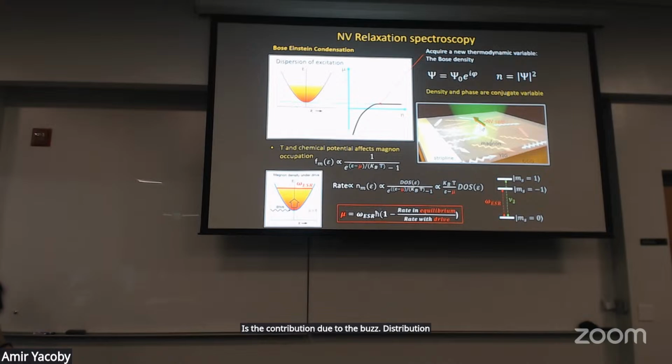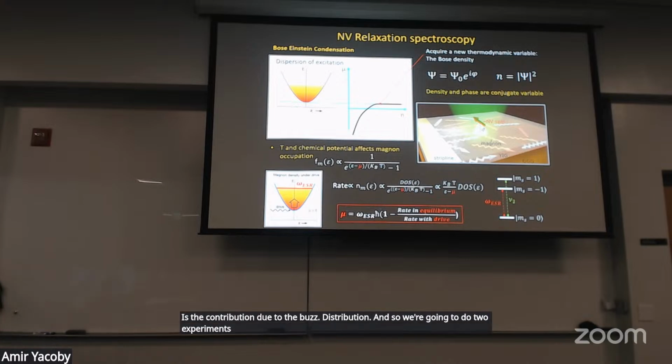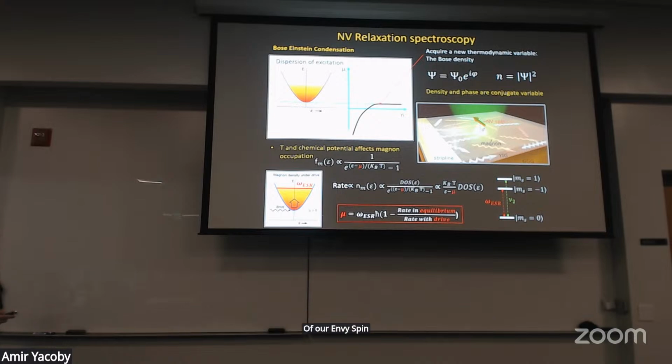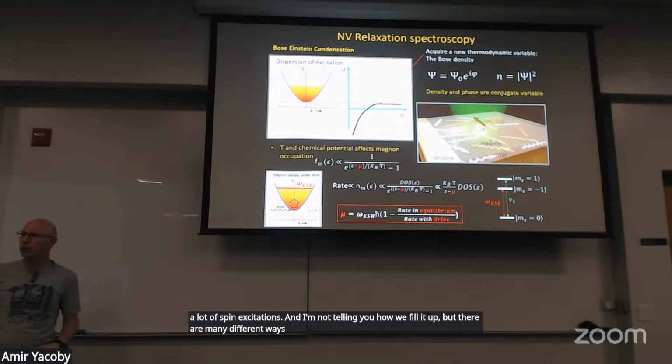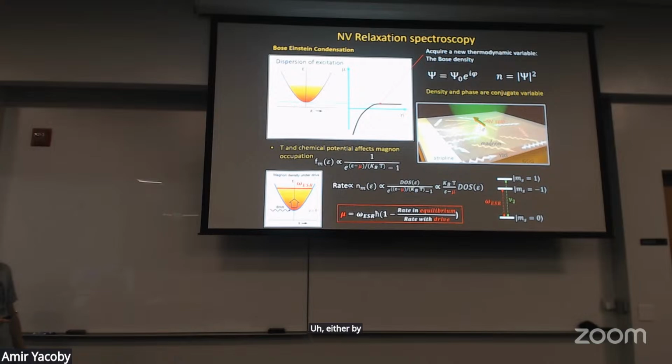And so we're going to do two experiments. One is measure the relaxation of our NV spin in equilibrium, and the other is when we're filling it up with a lot of spin excitations. And I'm not telling you how we fill it up, but there are many different ways of driving the magnet to excite it more, either by radio waves or by spin injection using spin Hall effect. But we can pump magnons into the system.